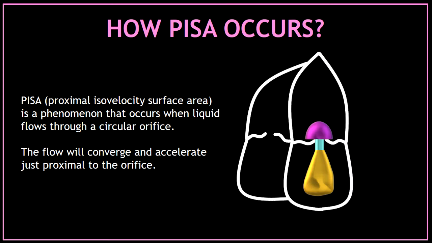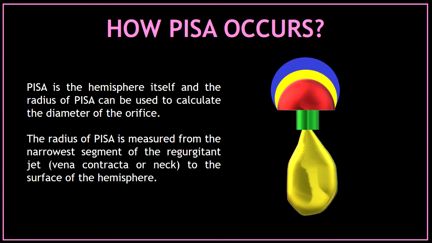And how does PISA occur? PISA is a phenomenon that occurs when liquid flows through a circular orifice. The flow will converge and accelerate just proximal to the orifice. PISA is the hemisphere itself, and the radius of PISA can be used to calculate the diameter of the orifice. The radius of PISA is measured from the narrowest segment of the regurgitant jet to the surface of the hemisphere.